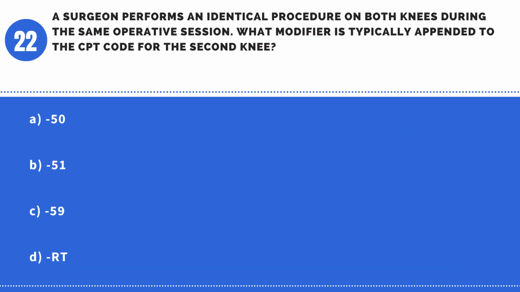Question 22. A surgeon performs an identical procedure on both knees during the same operative session. What modifier is typically appended to the CPT code for the second knee? A. -50. B. -51. C. -59. D. RT.